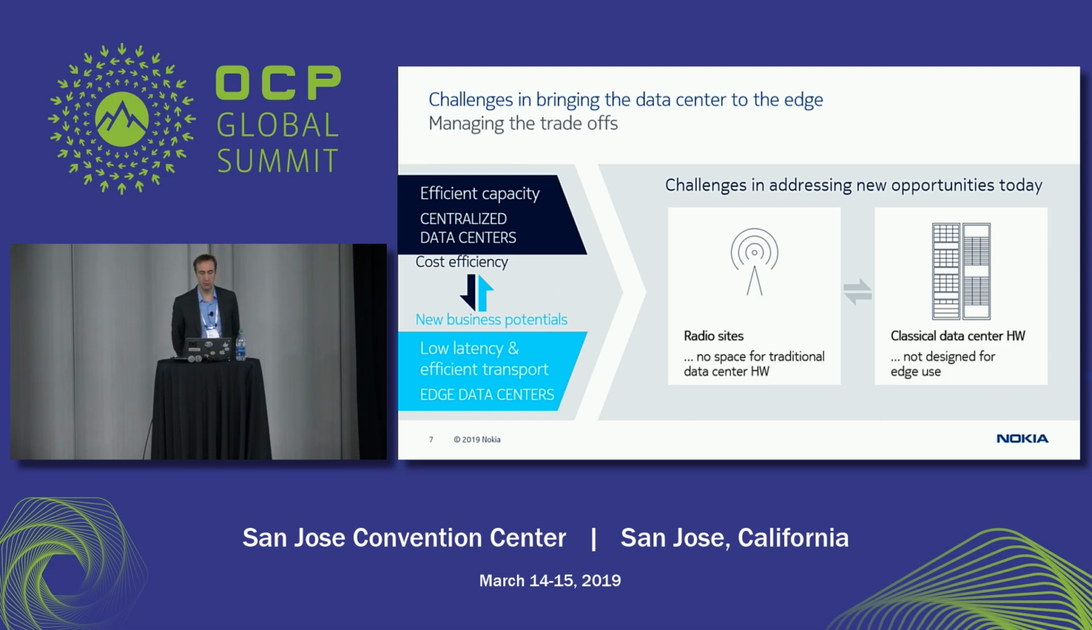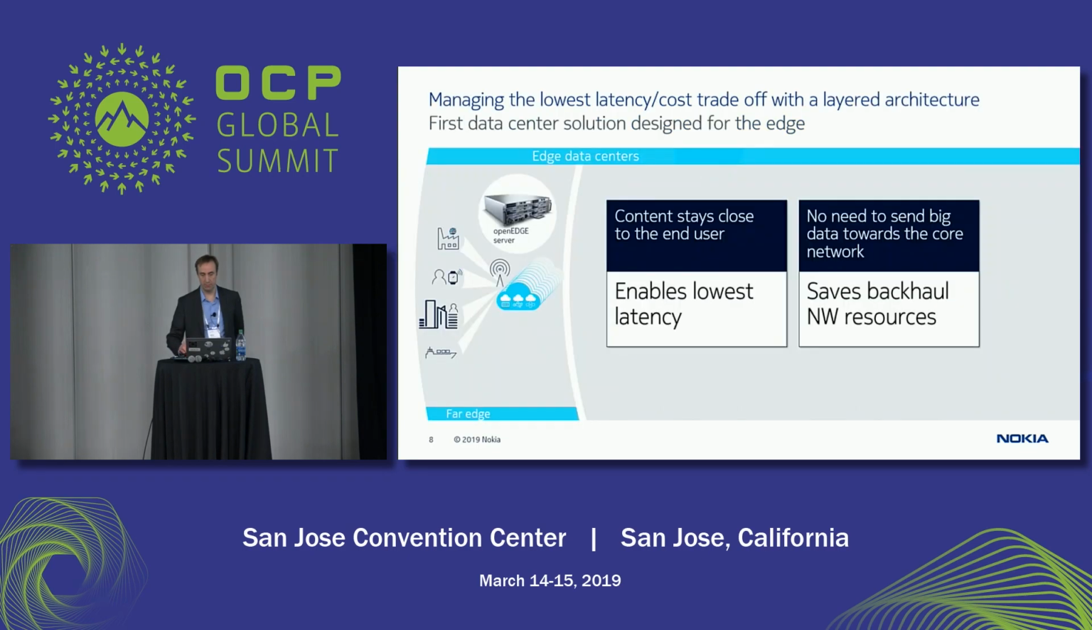In these radio sites, there's typically no space for traditional data center hardware, but on the other hand, the classical data center hardware is not designed for edge either. So what we target to do is really so that the content stays close to the end user, which enables the low latency for the services that we are providing from there. And at the same time, when the content stays close to the user, it doesn't need to cross the network and go all the way to the core network and back from there. That is also saving resources in the backhaul or in the transport of the network, and of course cost in building the networks as well.